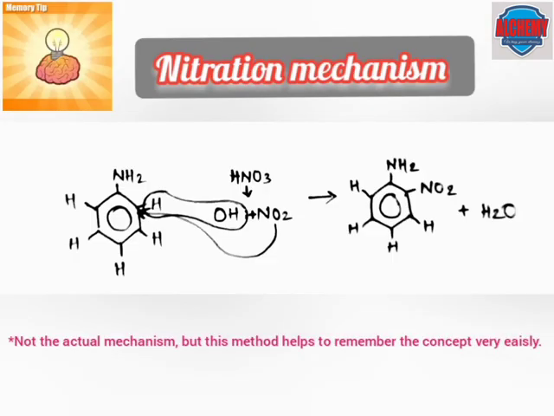Here is a memory tip to remember the nitration process. HNO3 can be written split as OH and NO2. OH plus NO2 gives HNO3. The hydrogen at the ortho position of aniline combines with the OH of HNO3 and forms H2O. The NO2 group then attaches at the position of the same hydrogen, thus resulting in the formation of ortho-nitroaniline. In a similar manner, the NO2 group is attached at the meta and para positions.